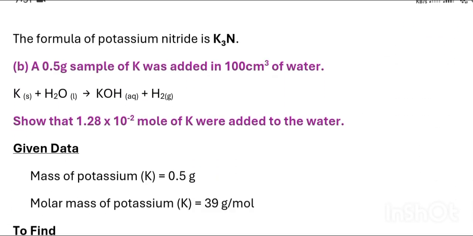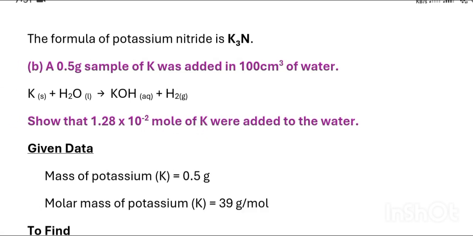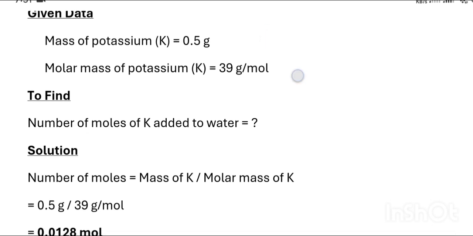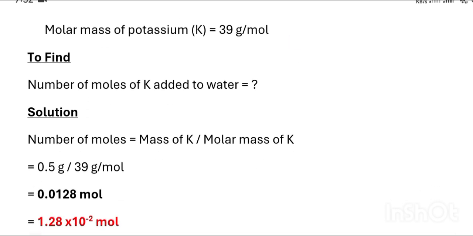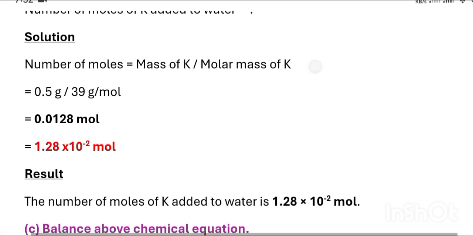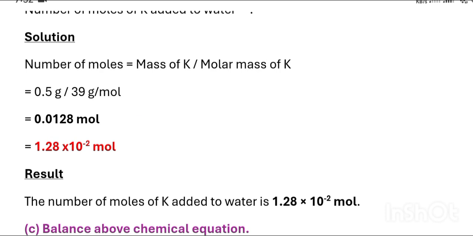Now the second part of the question is, a 0.5 gram sample of potassium was added to 200 centimeter cube of water. We have to show that 1.28 into 10 raised to minus 2 moles of potassium were added to water. So the given data is the mass of potassium, 0.5 gram, and the molar mass, which equals the atomic mass, that is 39 gram per mole. We have to find the number of moles of potassium added to water. So the solution is simple. The formula is number of moles equals mass of potassium divided by molar mass of potassium. Put the values 0.5 by 39 and we get 0.0128, or 1.28 into 10 raised to the power minus 2 moles. So this is the actual result.